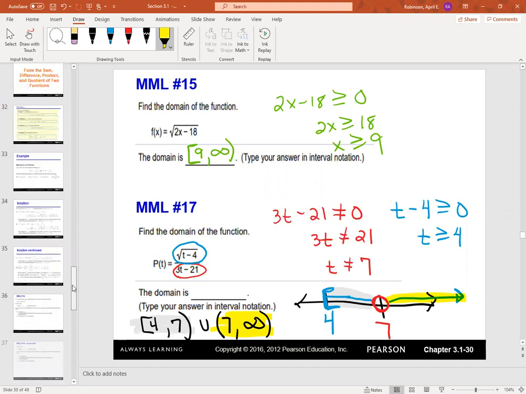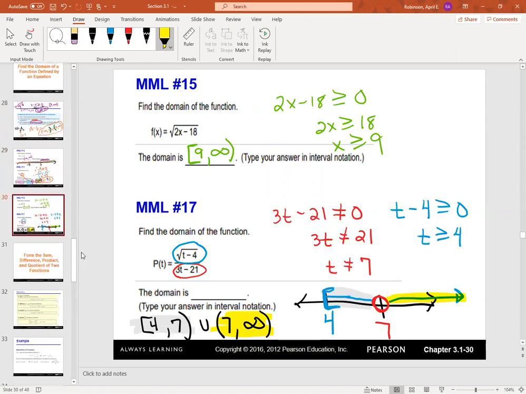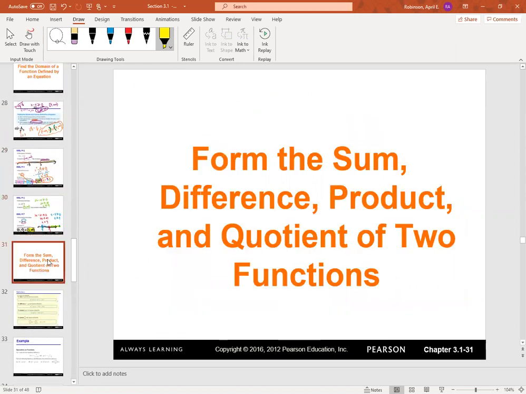Okay. This is a long section. I am not going to get this finished, but all right.